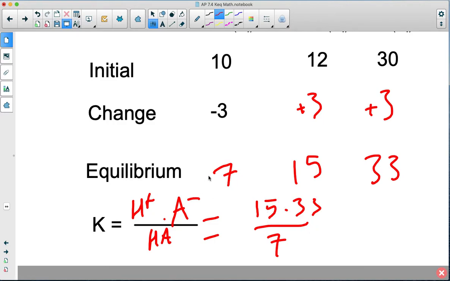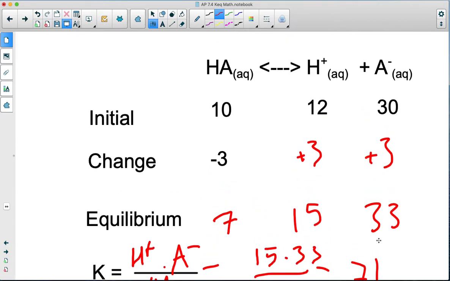If you think about it without your calculator, 15 over 7 is going to be just more than 2 because 14 over 7 is 2. So it's going to be a little bit more than 2 times 33. It's going to be something like 66 or 70. If you do it on your calculator, I think you get like 70 point something. We're going to go with 71 because of sig figs.